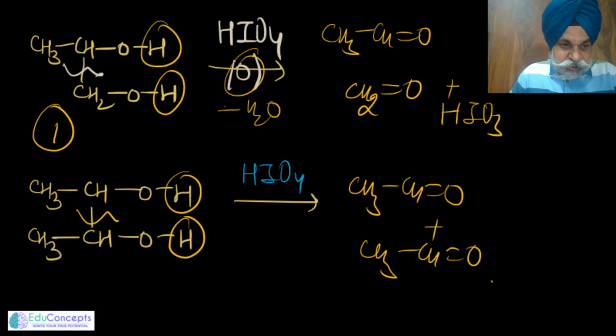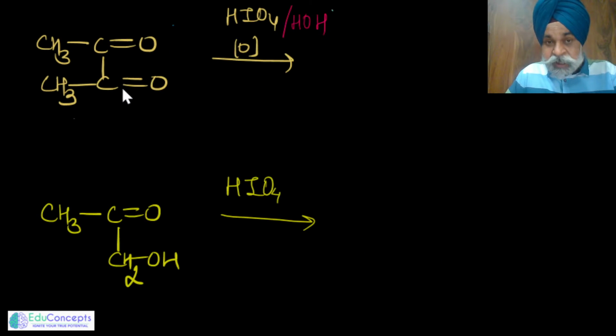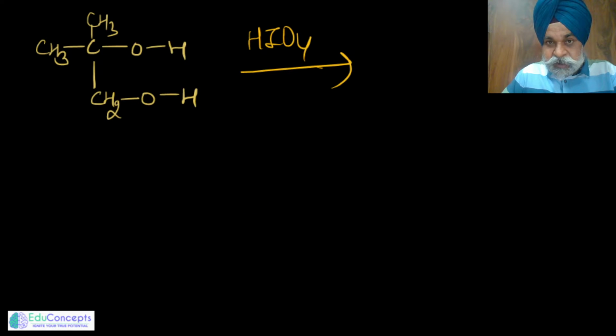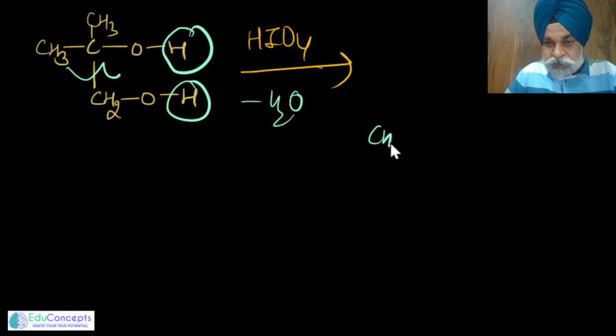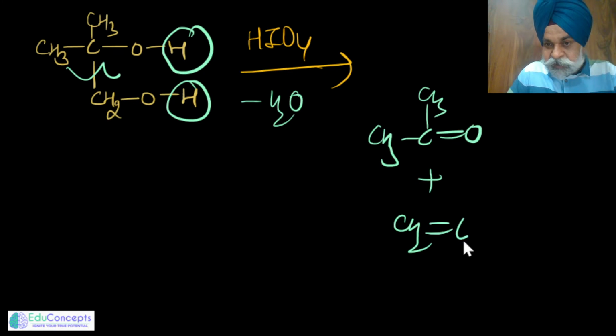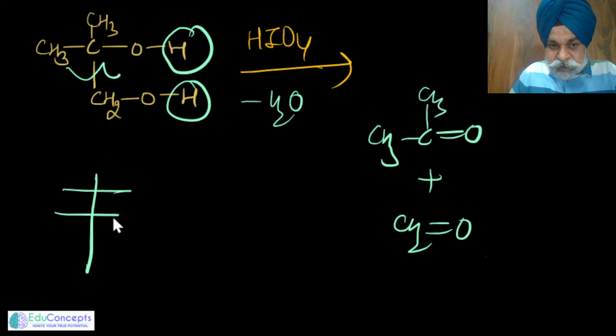Now, one more interesting question. Let me take this example as well. In this case, what you would get is, this bond gets broken from here, water goes out. What you end up getting here is 1 ketone, acetone, along with formaldehyde. So this is the play which you have to play with. You would come across some questions like this.